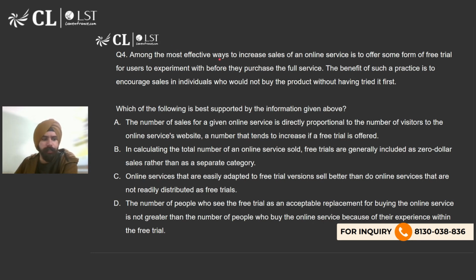Among the most effective ways to increase sales of an online service is to offer some form of free trial for users to experiment with before they purchase the full service. The benefit of such a practice is to encourage sales in individuals who would not buy the product without having tried it first. Which of the following is best supported by the information given above?